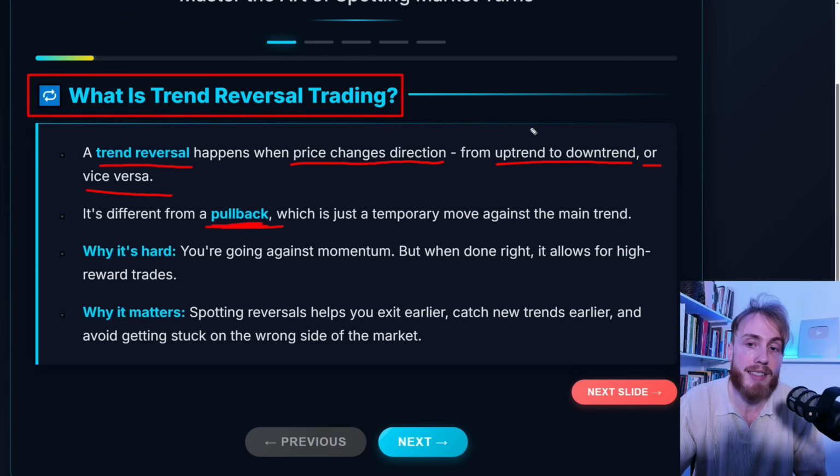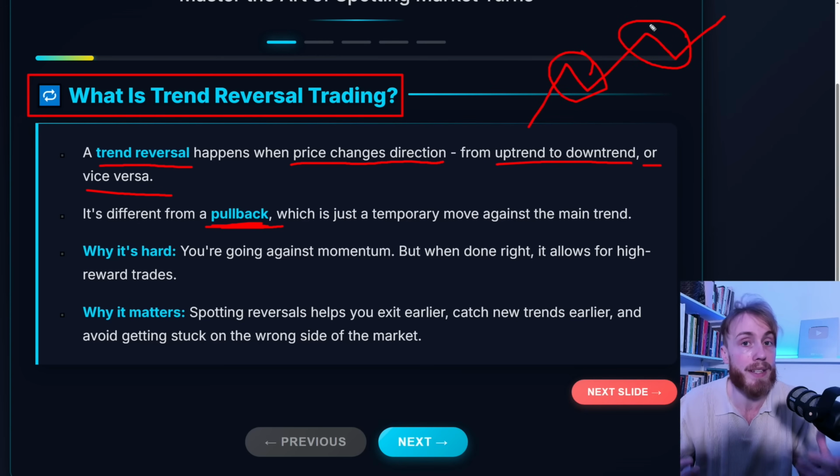A pullback is a brief stop in an existing trend. So when we have a trend, we have impulsive move, pullback, impulsive move, pullback, impulsive move. So this right here are pullbacks and not complete trend reversals. And this is an important difference.